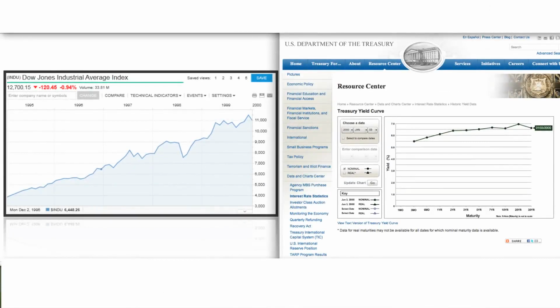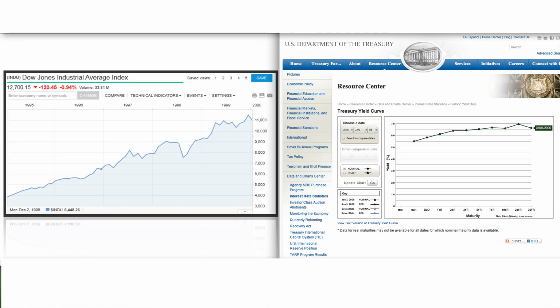As you can see, I've got the screen split in half, with the U.S. Department of the Treasury pulled up on the right-hand side, and I have the Dow Jones from 1995 up to 2000. If you don't remember that era, during that time the economy was going through a boom due to the internet. Around 2000, we saw the peak of the internet bubble.